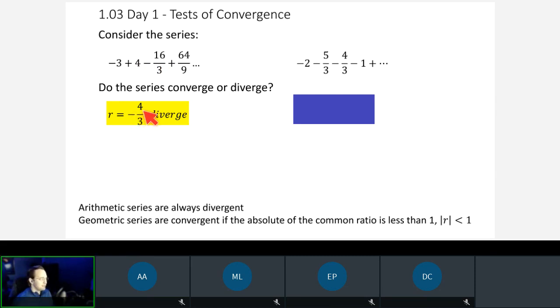All right, is the absolute value of -4/3 less than 1? It is not. Yeah, it's 1.33 repeating, so that is definitely not less than 1. So it does not meet this requirement, so it's not convergent, which means it is divergent. So it diverges using this little rule here. All right, this next one, we got -2, -5/3, -4/3, -1.